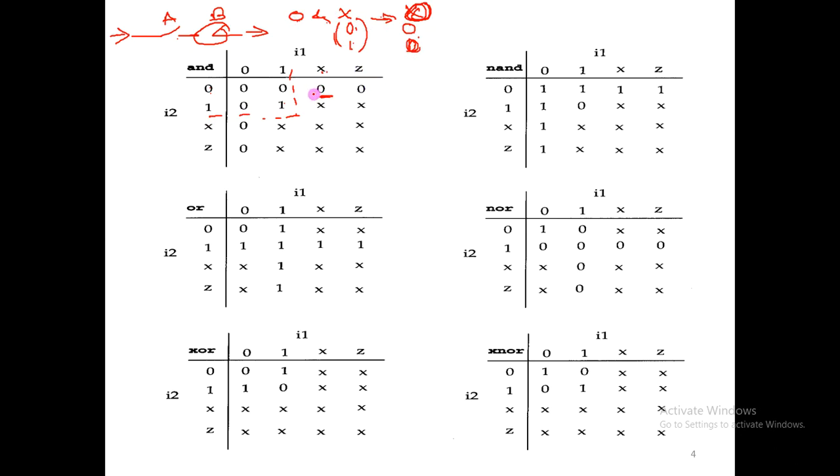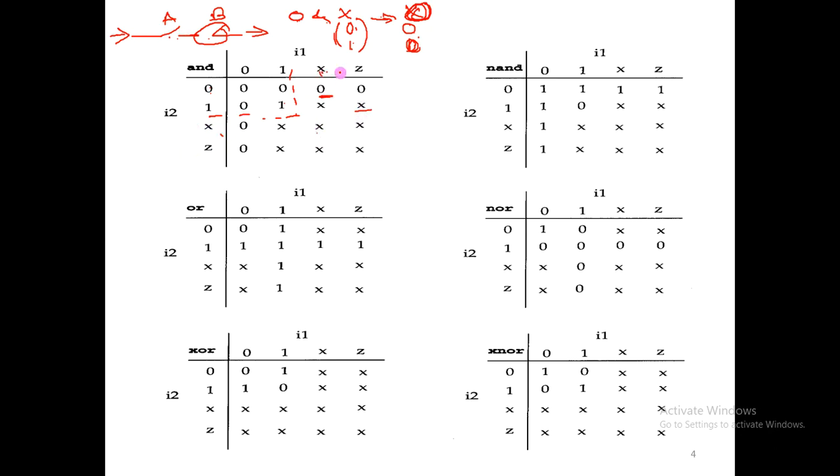Similarly, Z, high impedance. 1 ampersand Z is like one tap is on, but the other tap is in high impedance state. It's like a leakage, I can see. In that case, how much leakage it is, that is unknown. So hence the output is indeterministic here. Hence we call it unknown. So unknown, unknown, it will be unknown.